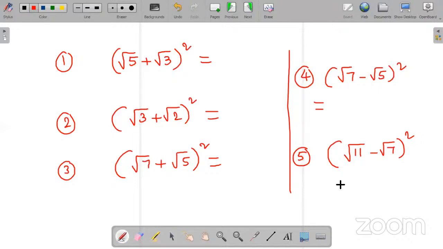Write down your answers. Take a paper and pen. Try to calculate it.